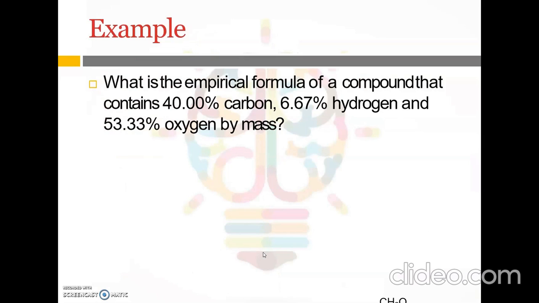So example here. Okay, what is the empirical formula of a compound that contains 40% carbon, 6.67% hydrogen and 53.33% oxygen by mass? Okay, so kita cuba buat sama-sama.